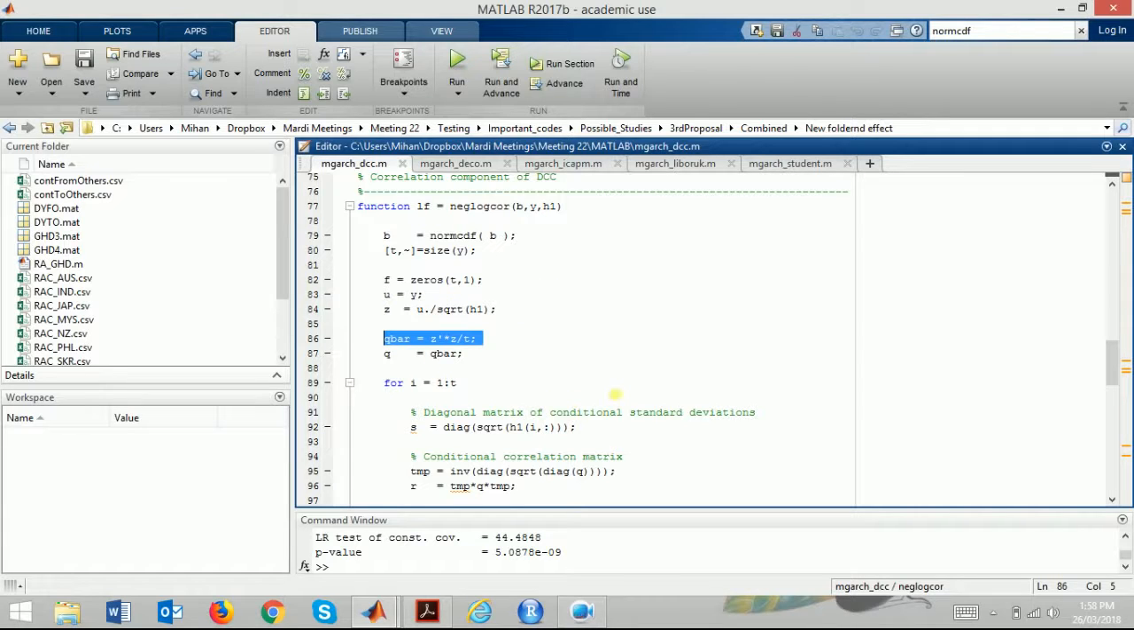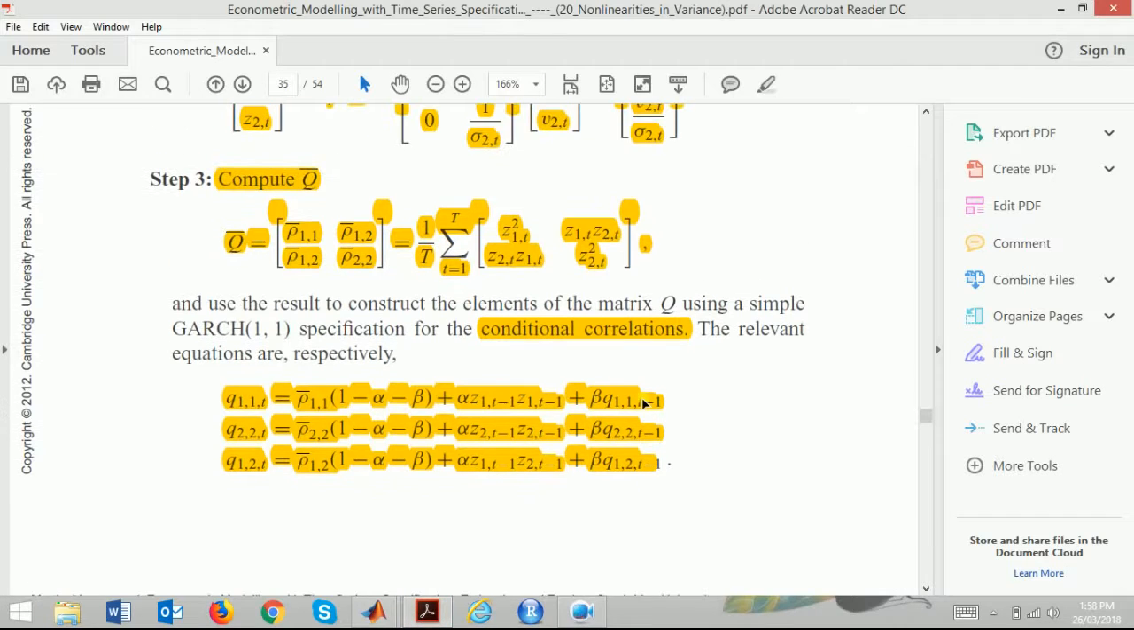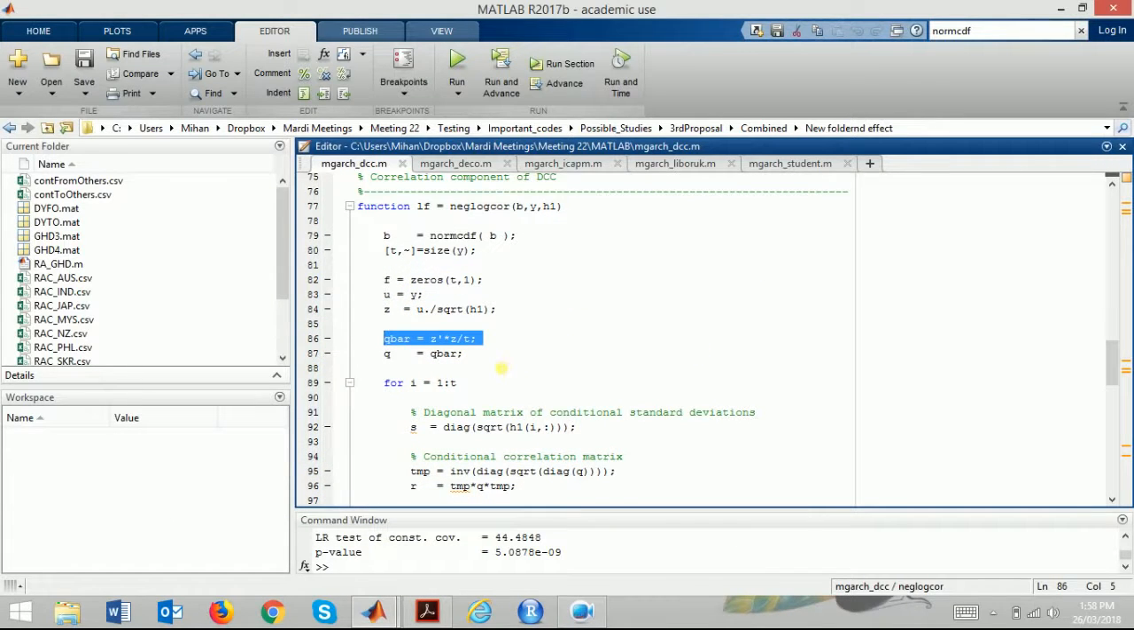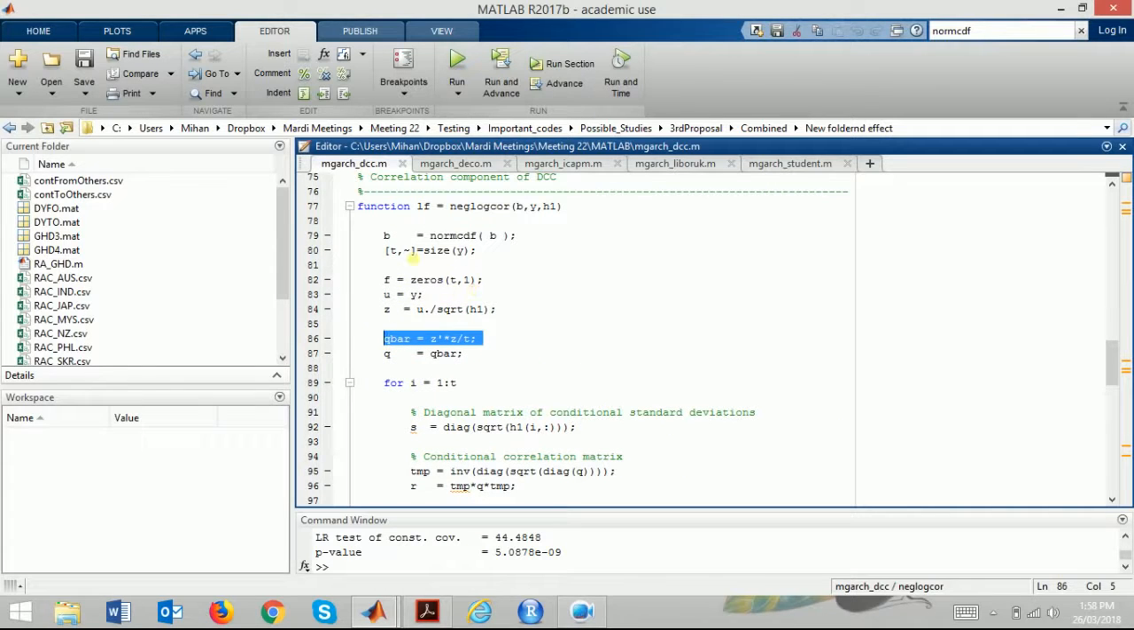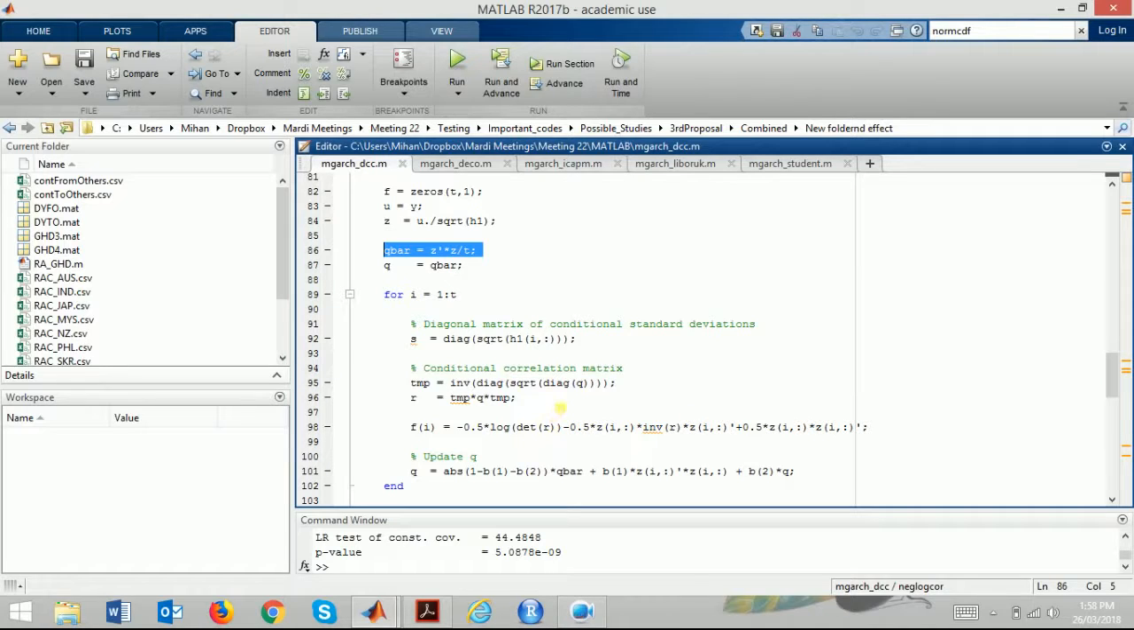Z is what we know. Q bar is Z transpose divided by T. We learned that Q bar is Z transpose divided by T, very simply proposed. Good. Diagonal matrix of the conditional standard deviation, diagonal of square root of H. So we have H estimated and square root of H. We have the diagonal. Good. Conditional covariance matrix, correlation matrix is the inverse of the diagonal of the square root of diagonal Q. We already know it. R is Q temp, fine, we already know it.